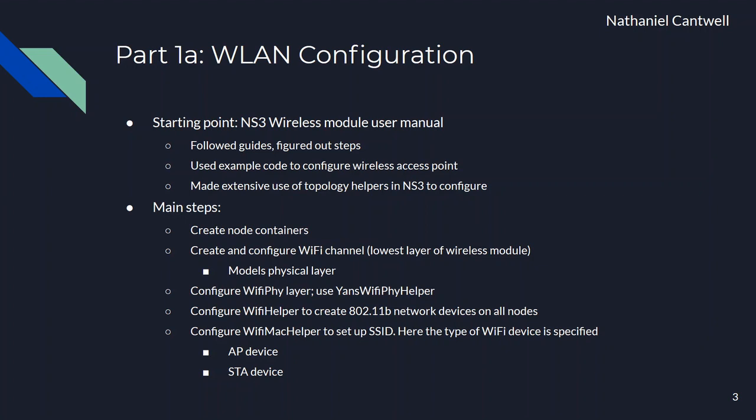So in a nutshell, the main steps were we created the node containers for the access point devices and server. We created and configured the Wi-Fi channel, which is the lowest layer of simulation that NS3 supports for Wi-Fi modeling, and it models the physical layer. We configured the Wi-Fi PHY layer using the default YANS Wi-Fi PHY helper. And using the Wi-Fi helper, this set up the 802.11b network devices on all nodes. We also then set up the MAC sublayer. This sets the SSID, and we can also specify the type of device. So we set up 1 access point device and 6 STA devices.